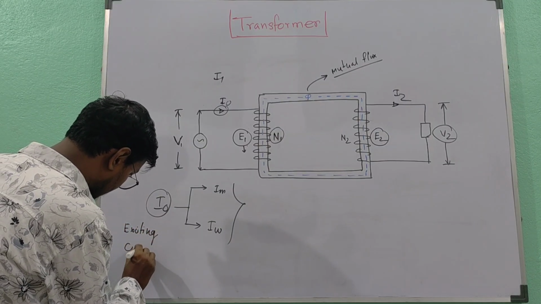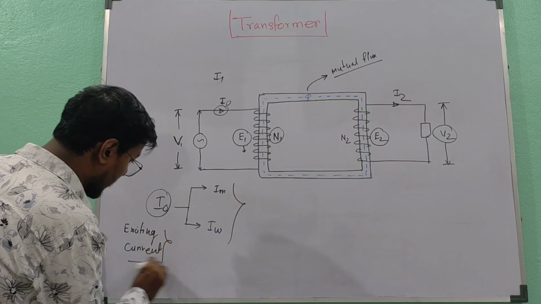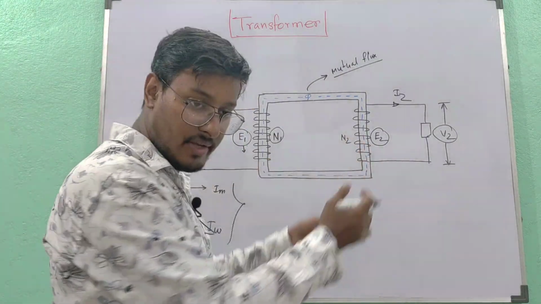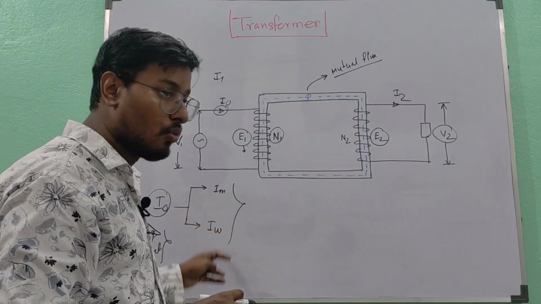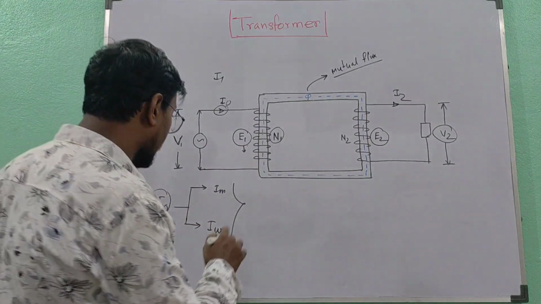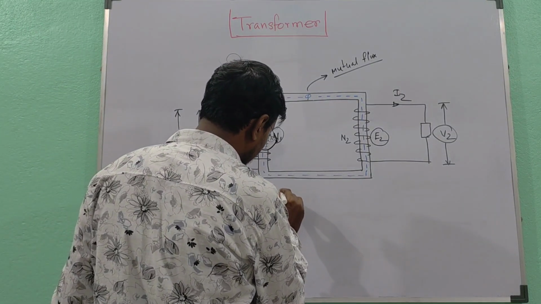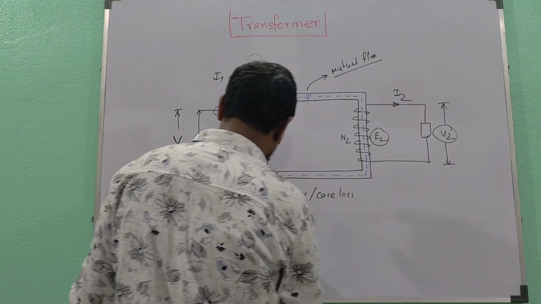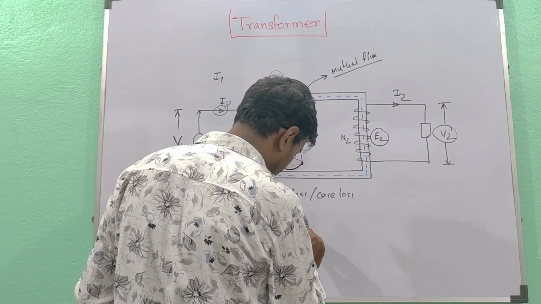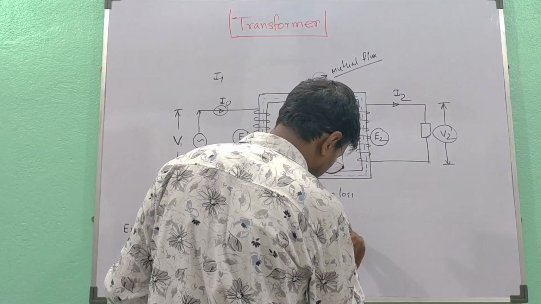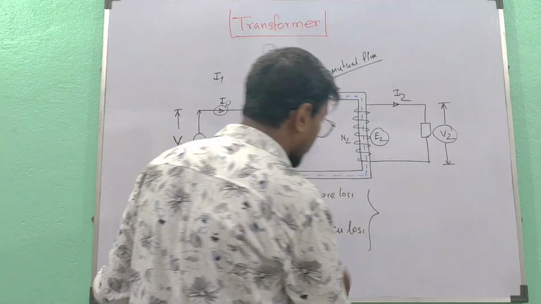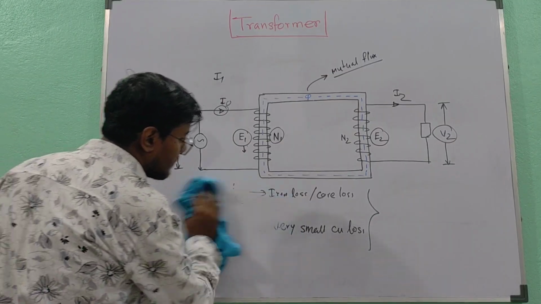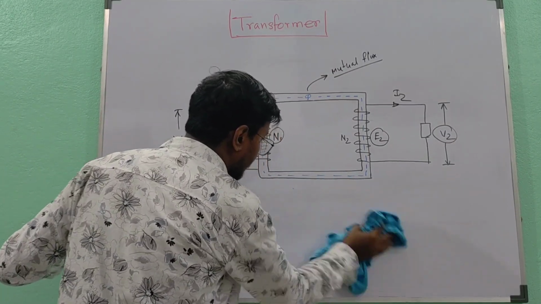It is also called exciting current, this no load current, because this current is used basically to excite the core, to magnetize the core. This exciting current has two components: iron loss or core loss component, or magnetizing component, and another is a very small copper loss. So what will happen if we draw the phasor of this, considering this I0 with V1?